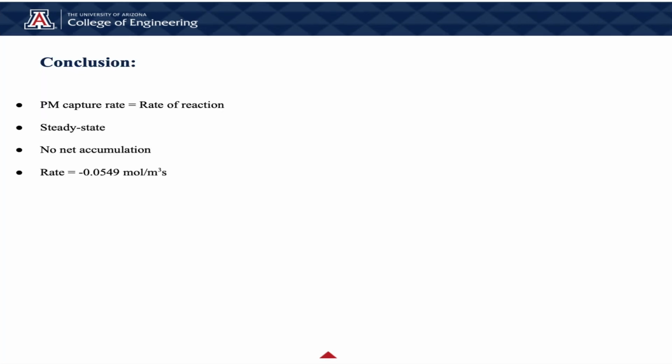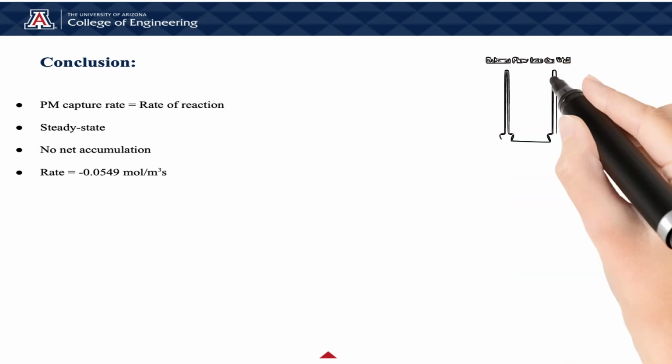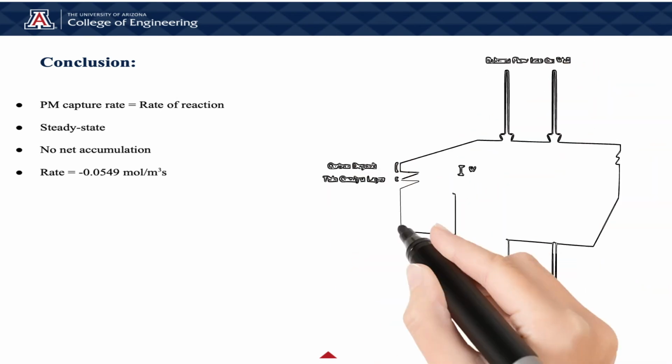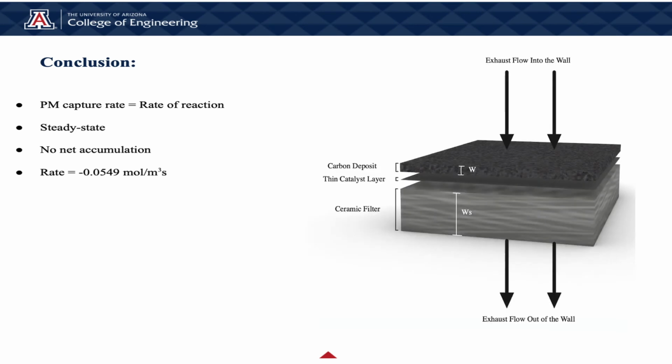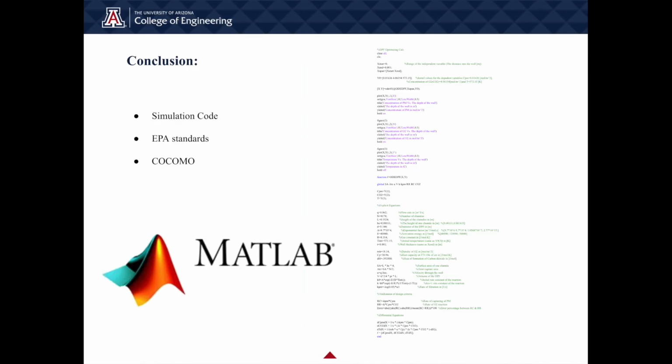The rate of capture of the particulate matter had to equal the rate of reaction inside of the diesel particulate filter to ensure steady-state operation so that there is no net accumulation within the walls. The simulation iterated the reaction rate of particulate matter until it was equal to the capture rate. The simulation proved that the chosen design of the physical features along with the design of the chemical features met the Environmental Protection Agency's standards for particulate matter of no more than 0.02 grams per mile.